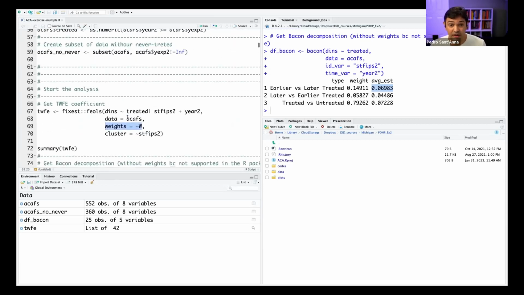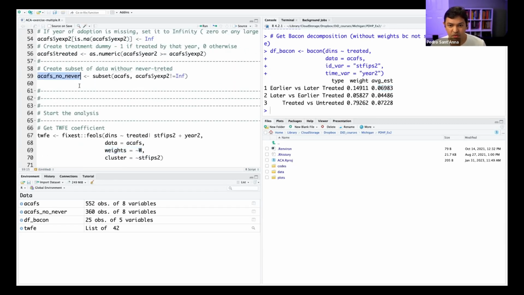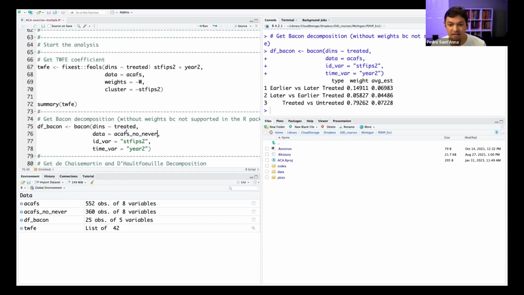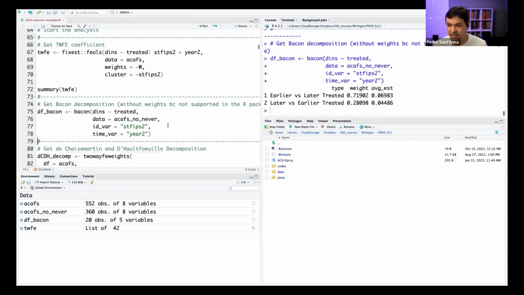As I said before, if I drop the never treated group from my data and I run the same type of analysis, so I'm just doing the modification here, but only using the not-yet-treated, I only have two comparisons. This is early versus later. This is a clean comparison, the clean diff-in-diff. And then later versus earlier is the forbidden one. And the weights now are much higher. So depending on the specification that I have, this type of weighted average representation will change.